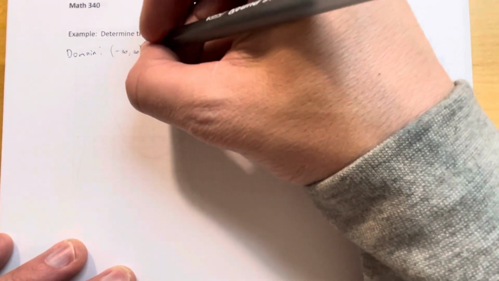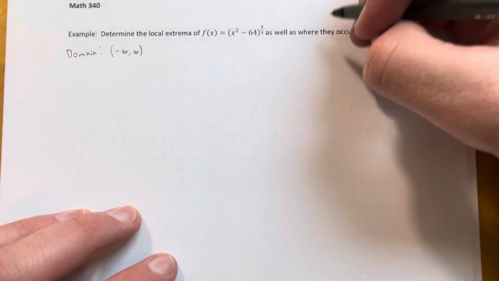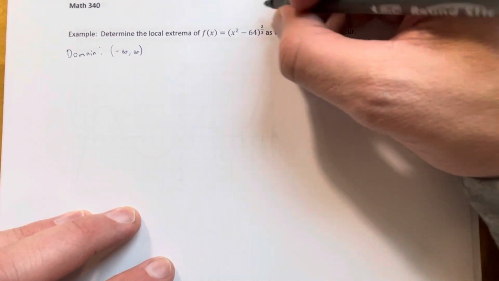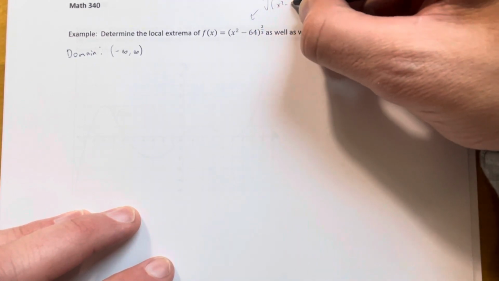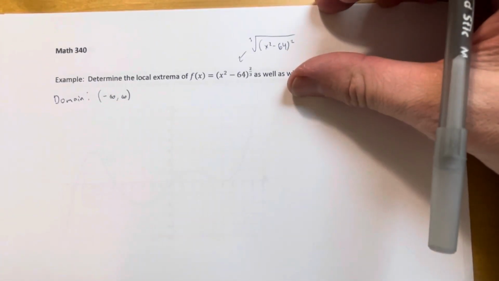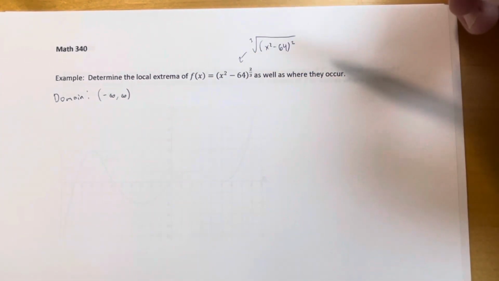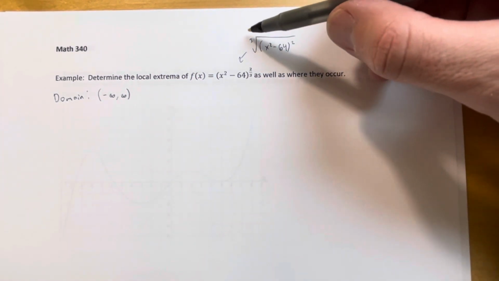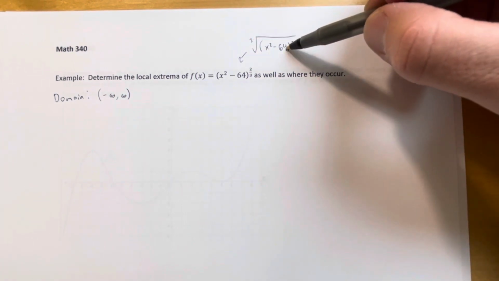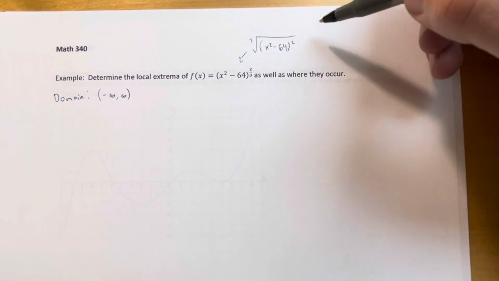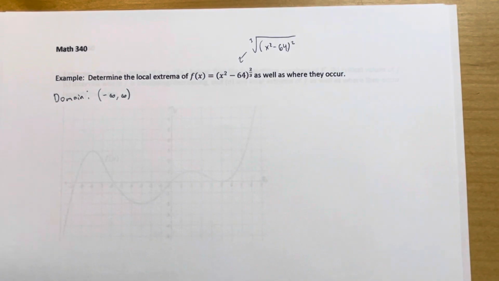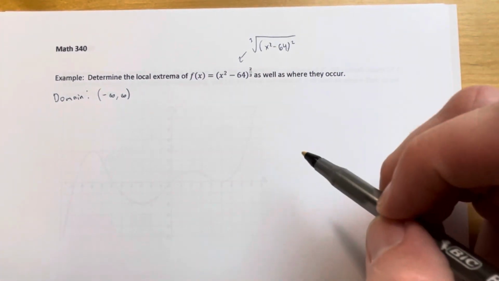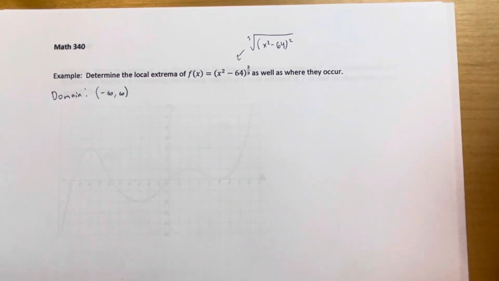It's not immediately obvious why that's the case, but here's the reason why. When we take a rational exponent, this is the same thing as the cube root of (x squared minus 64) squared. Cube root functions, you can plug in positives, you can plug in negatives, you can plug in 0. It's always defined because the index is odd. But even if it were even, I'm raising this to an even power, so the radicand is always positive anyway. So this is going to be defined no matter what I plug in for x. Okay, so our domain is all real numbers.